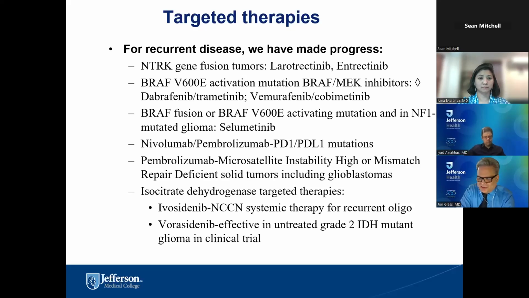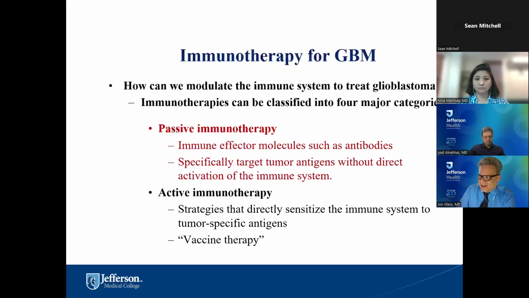And of course, isocitrate dehydrogenase inhibition, which Dr. Martinez just discussed, using ivosidenib or vorasidenib. Ivosidenib is actually in the compendia of the NCCN, meaning it's recommended by the NCCN in certain circumstances, in particular oligodendrogliomas that come back, grade 2 oligodendrogliomas that recur. So we do have targeted therapies that are sort of standard of care because they're recommended by the NCCN guidelines.